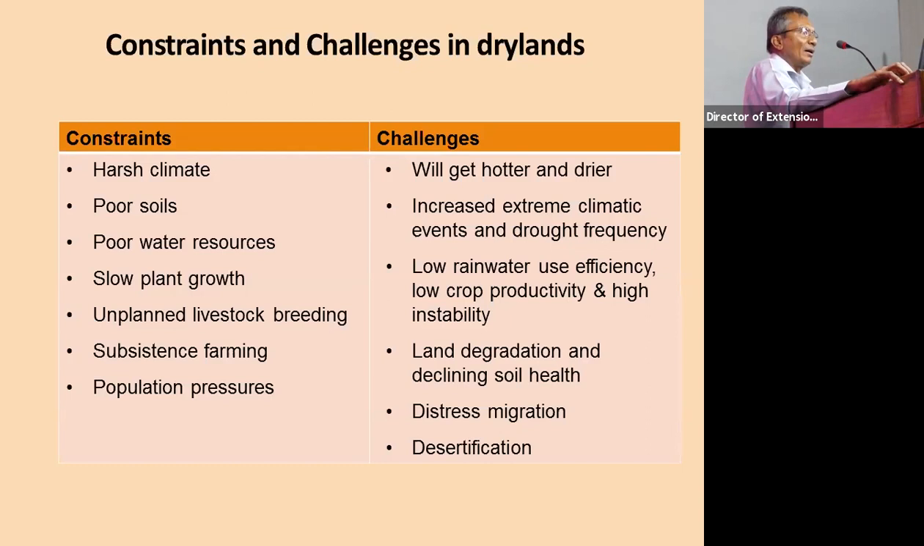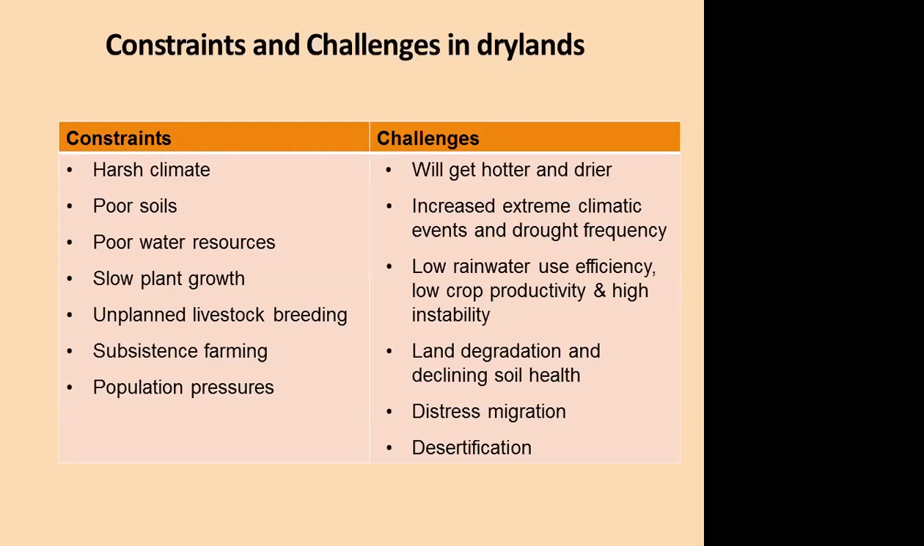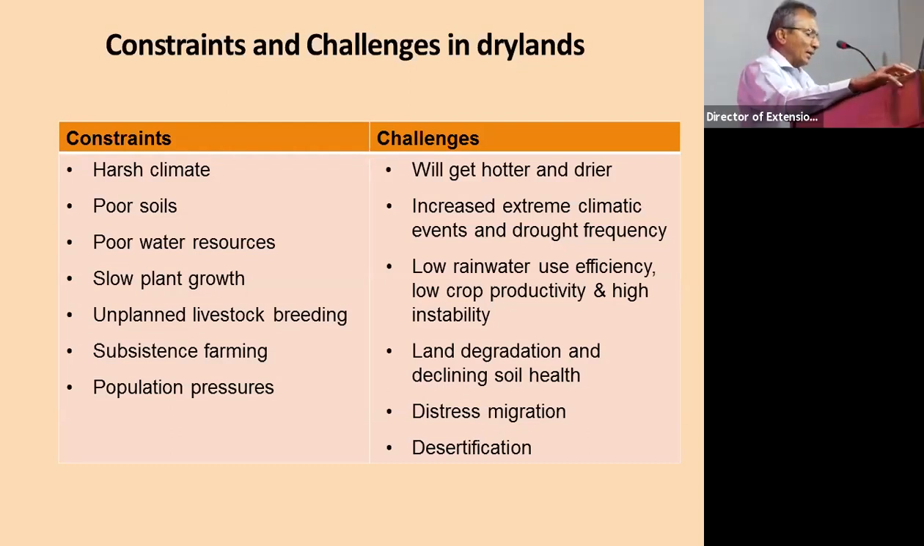Because of aridity or tropical regions, the prediction of rainfall is very, very poor and not stable because of the changes going on, because of the temperature rise and the adiabatic rate of the temperature. So low rainwater use efficiency and low crop productivity, high instability, land degradation and declining soil health, and distress migration, which moves people from the village areas to the nearby cities. And desertification automatically, because of lack of soil organic carbon, and we start utilizing whatever nutrients are available, so the soil becomes sand, and it automatically gets desertified, or only desert will be there.